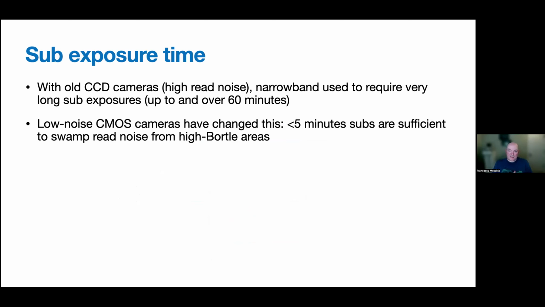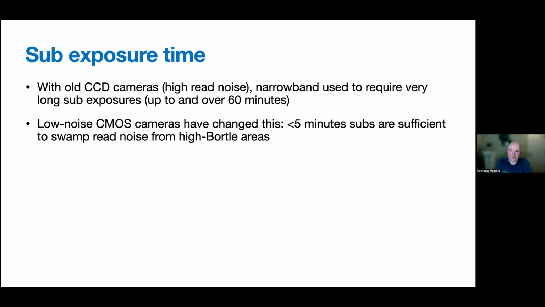The other aspect, so we said this was about gain. The other parameter that we can play with is exposure time. You might have heard that with all the CCD cameras that had very high read noise, like 10, 15 electrons read noise, narrowband used to require very long sub-exposures, up to 60 minutes. Now this, to me, reminds me of the days of film astro imaging, in which you expose for such a long time that if an airplane or a satellite crossed your field, you started swearing because you just had wasted an hour. But low noise CMOS cameras have changed this.